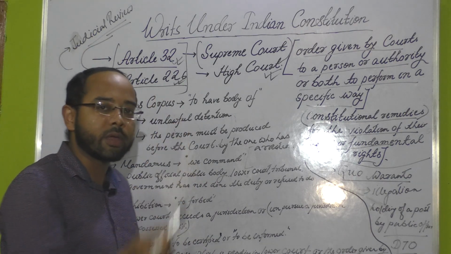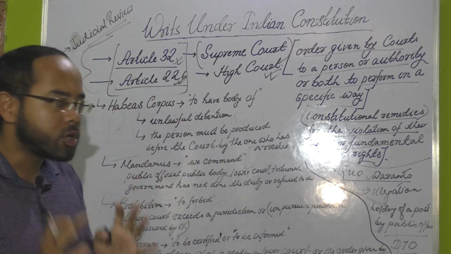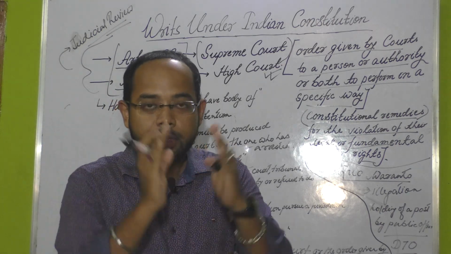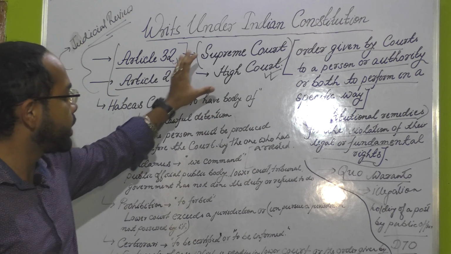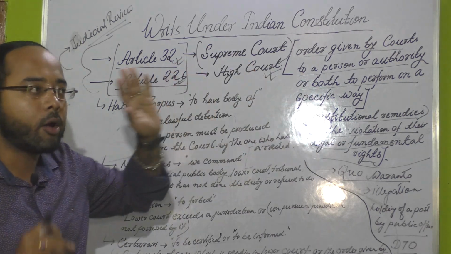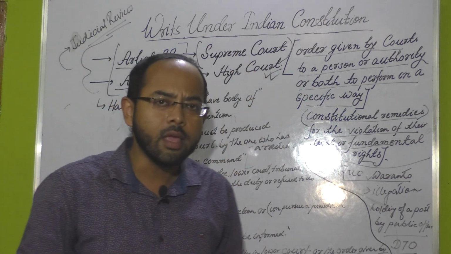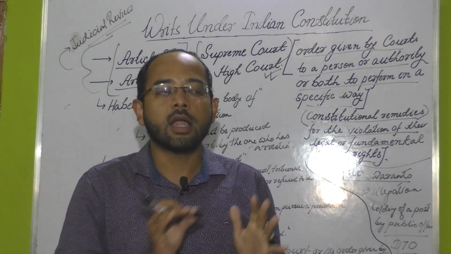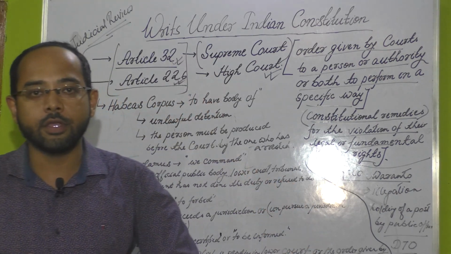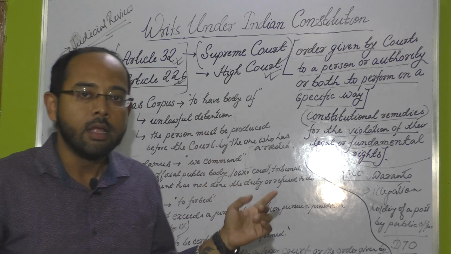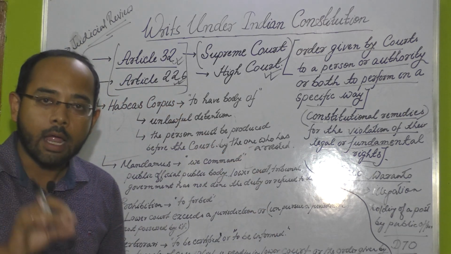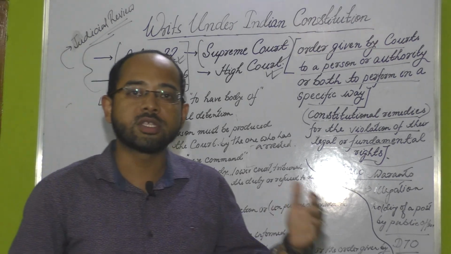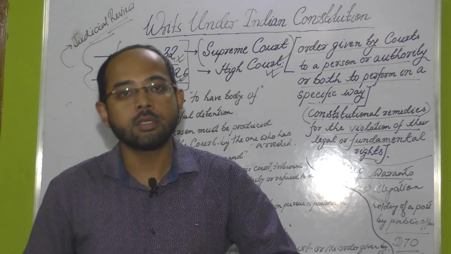If you write this much, your introduction part, the starting part of the answer on writs, gets covered. Let me repeat once more, we get the provision of writs in Article 32 and 226 of the Indian Constitution. Under Article 32, writs can be applied by the Supreme Court of India, and under Article 226, writs can be applied by high courts in different states.